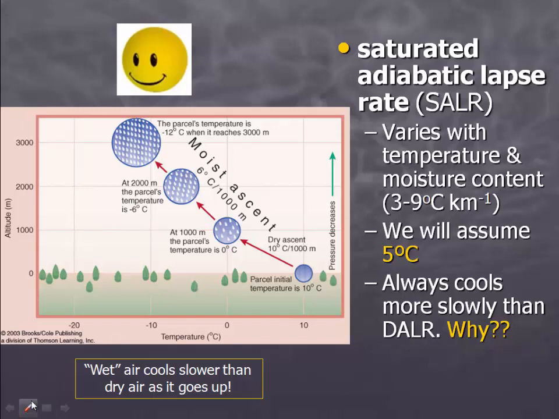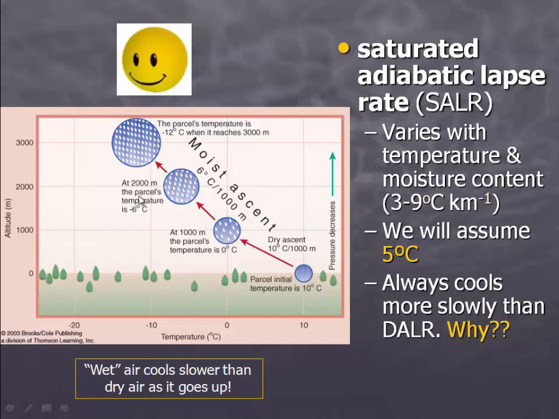Why does saturated or wet air cool at a slower rate? It cools at a slower rate because as the air condenses, it releases latent energy inside. Remember that latent heat is hidden. Okay, so as condensation occurs, it releases energy and it actually goes into warming the parcel. And if it goes into warming the parcel, well, of course, it's going to cool at a slower rate.